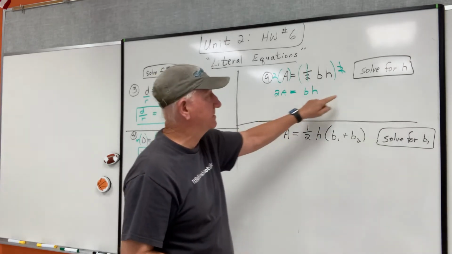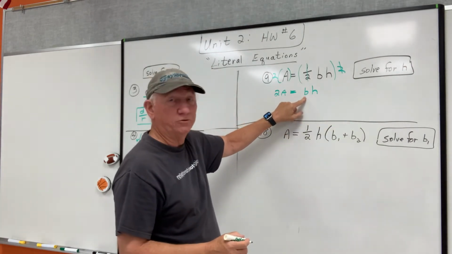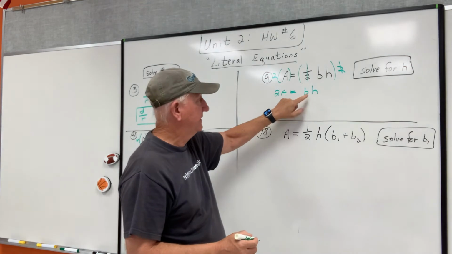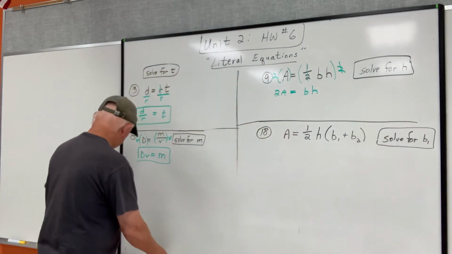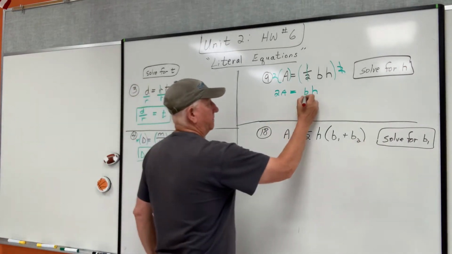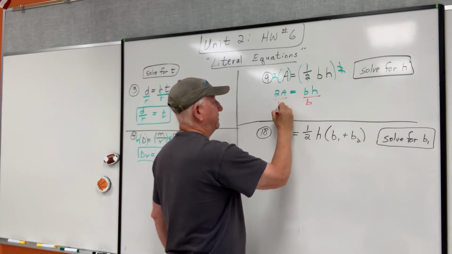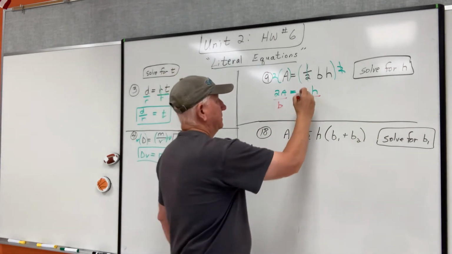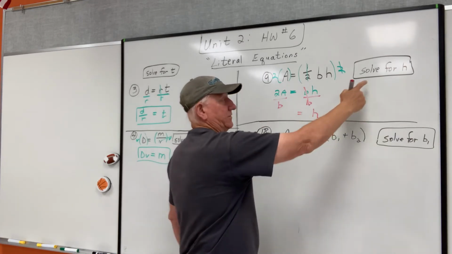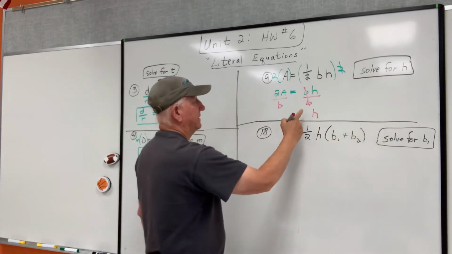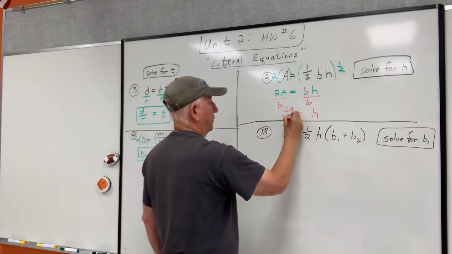We're not finished yet because they want us to solve for h. h needs to be by itself. So that means we need to get rid of the b. That's a multiplication, so we need to divide by whatever we want to get rid of. So we're moving b over. So we divide by b on both sides. So now what we have left is h all by itself. That's what they want us to do, solve for h. And over here we have 2a over b.